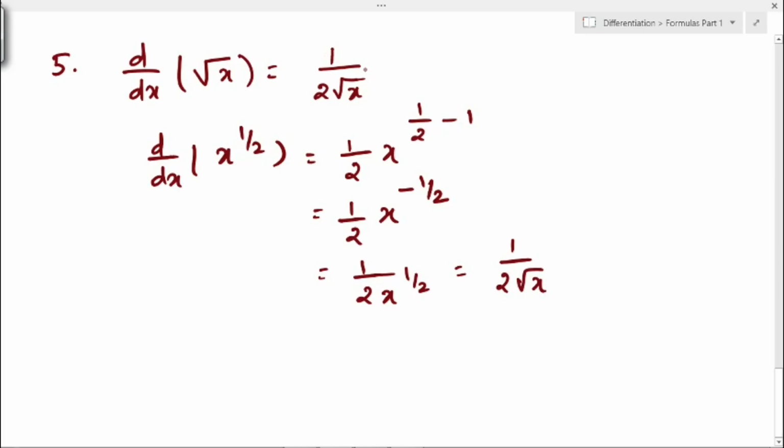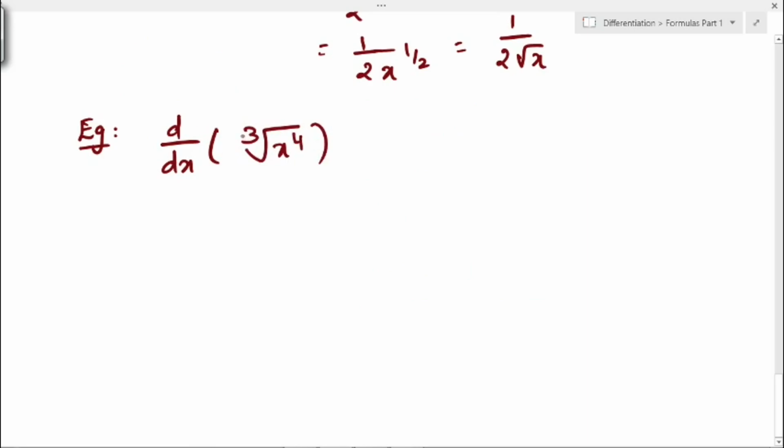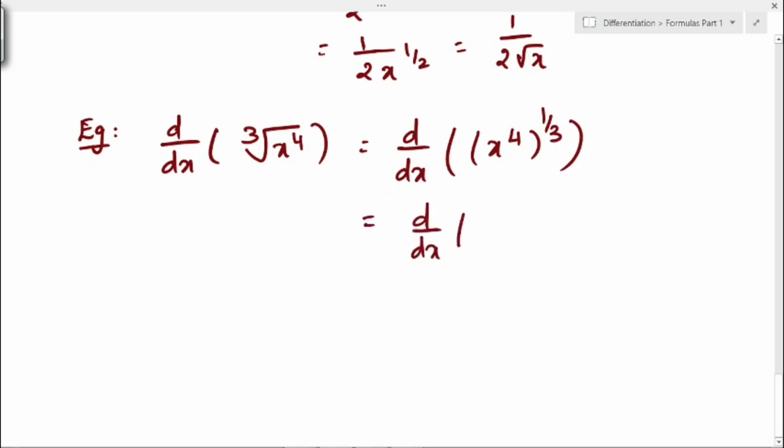Now we will see an example. The next example is the differential of the cube root of x to the power 4. Okay. So how to differentiate this? First we write d by dx of the cube root of x to the power 4 as x to the power 4 into the power 1 by 3. This cube root can be written as to the power 1 by 3. Okay. So again this is d by dx of x to the power 4 into 1 by 3. I am just multiplying the powers, that is 4 by 3. Okay. So this is the differential of x to the power 4 by 3.